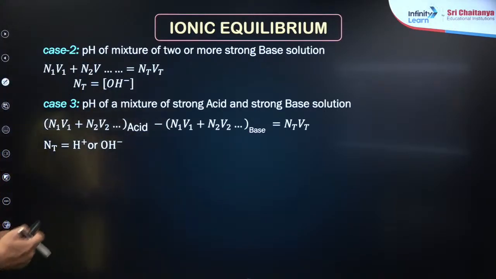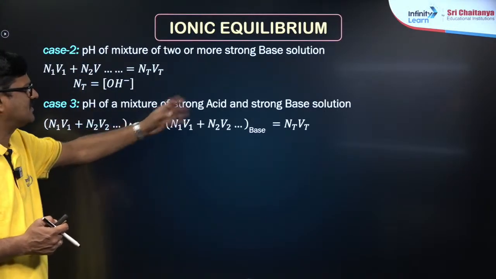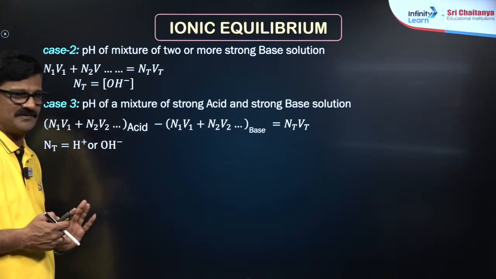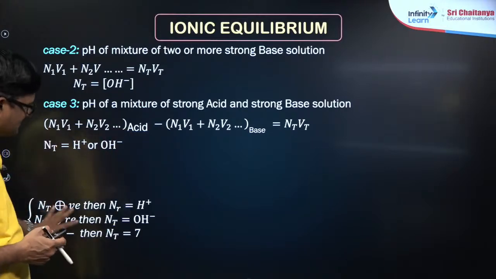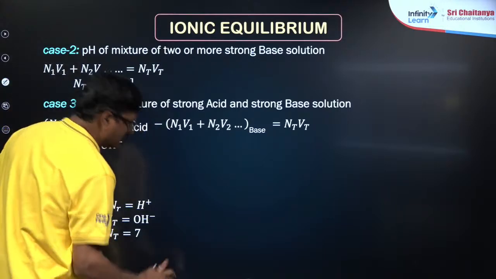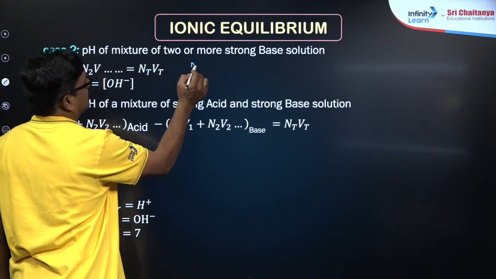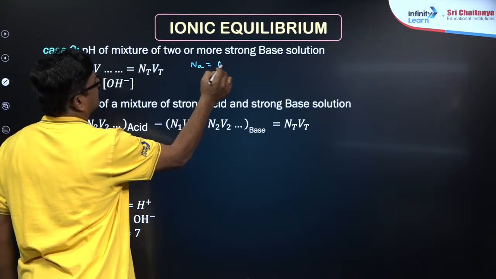And case 3, pH of a mixture of strong acid and strong base. A little bit confusing. Okay, so here this is a different version. Let Na stand for the normality of an acid.